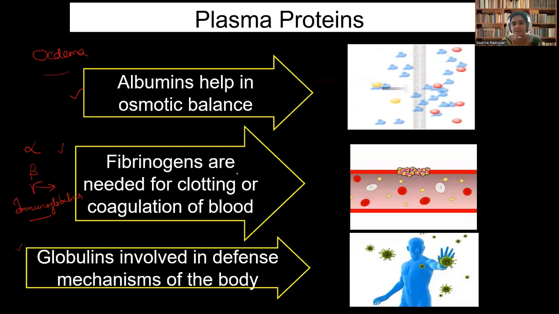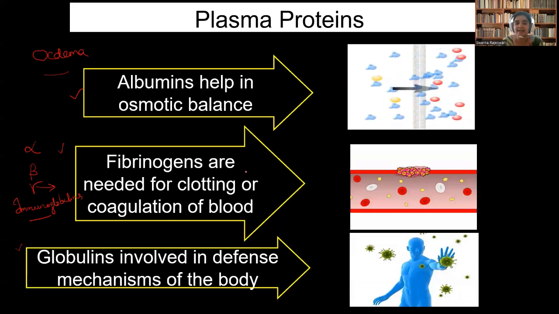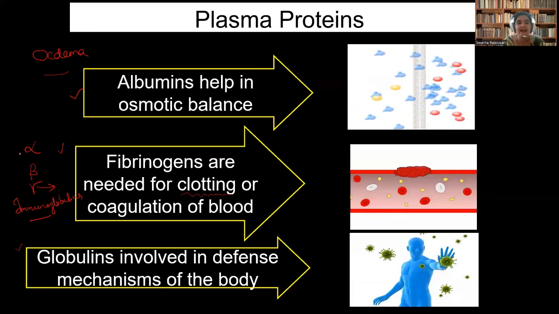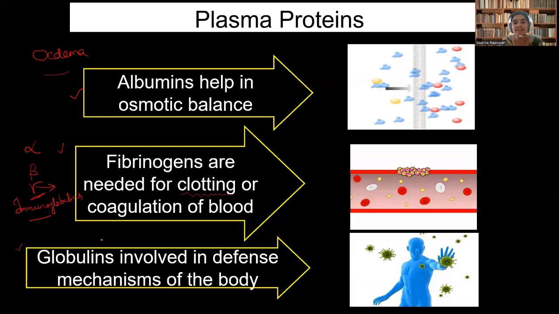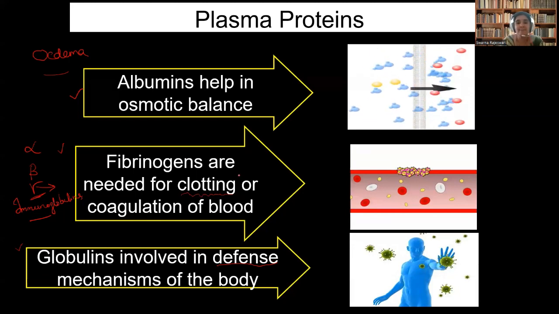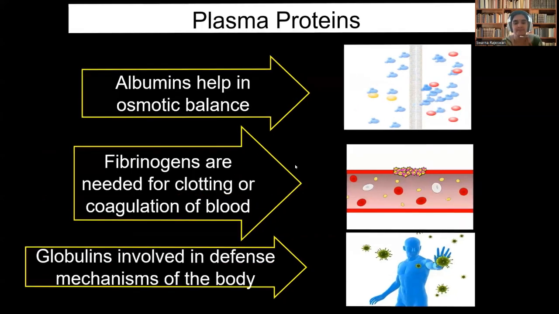Coming to the fibrinogens, these are needed for the clotting as well as coagulation of the blood. And the third type of plasma proteins are globulins. These globulins are of three types: alpha, beta, and gamma. Mainly the gamma globulins, which are called immunoglobulins, are necessary for the defense mechanisms of our body, means helping in the immunity.